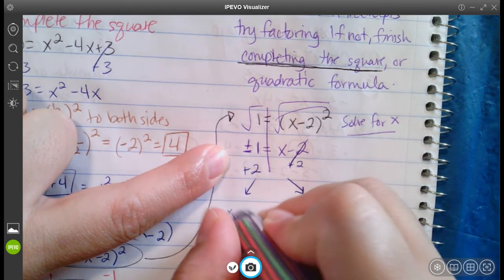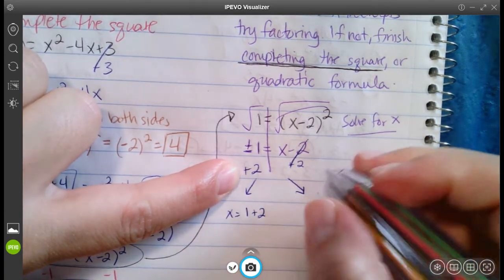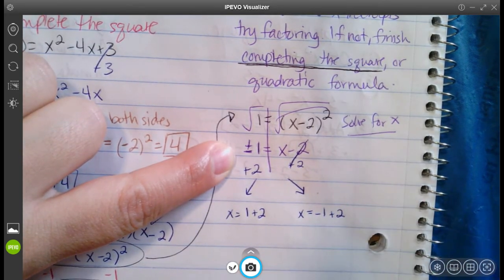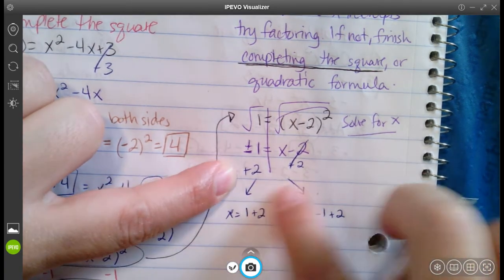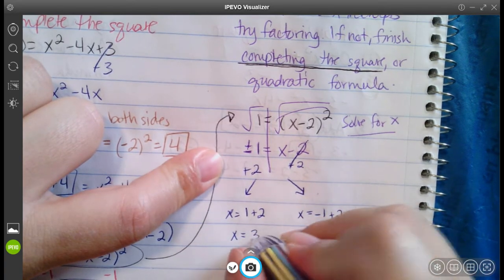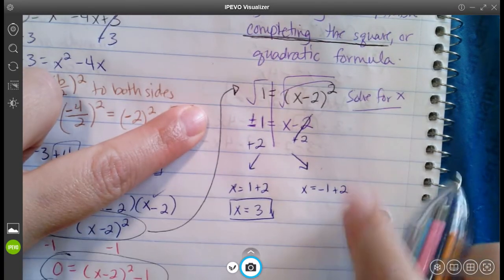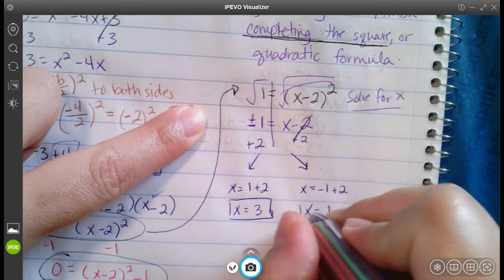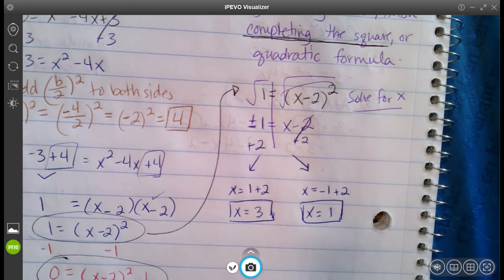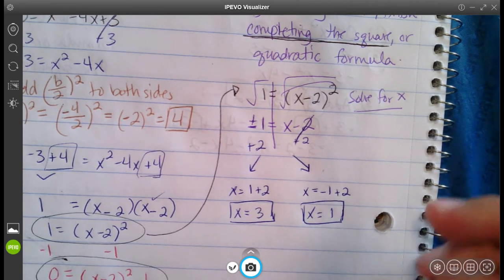You have x equals positive 1, so 1 plus 2. And then you have x equals negative 1 plus 2. So just be careful with that because you have to include both of them, okay? So for the first one, 1 plus 2 would be equal to 3. And for the second one, negative 1 plus 2 is just going to give us 1. And those would be our x-intercepts. Simple as that. So you can see that completing the square does kind of have its advantages. You can kind of do all this in one process.